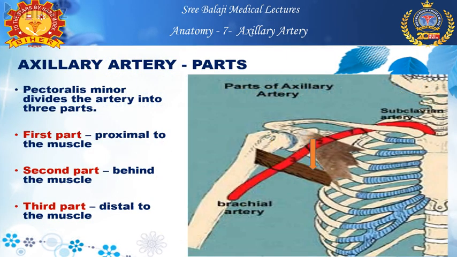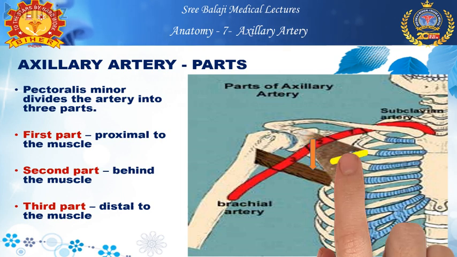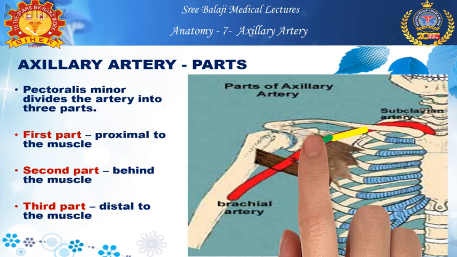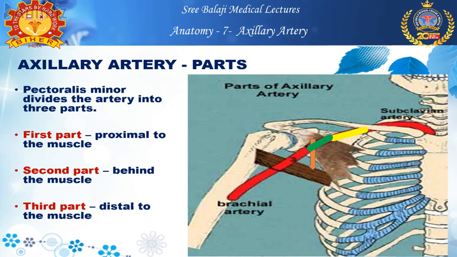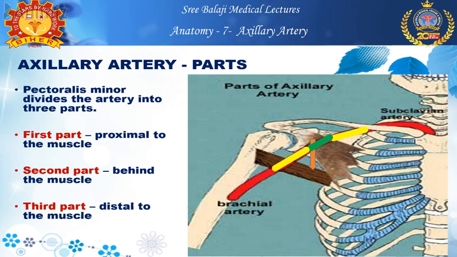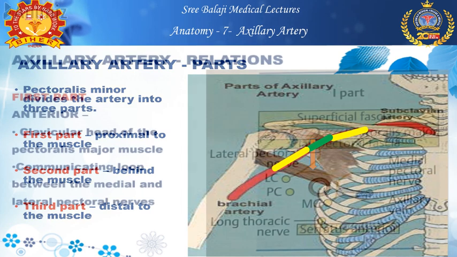The artery is divided into three parts by the pectoralis minor muscle. The first part extends from the outer border of the first rib to the upper margin of the pectoralis minor as shown in the diagram. And the second part is the part behind the pectoralis minor muscle, and the third part extends from the lower border of the pectoralis minor to the lower margin of the teres major.